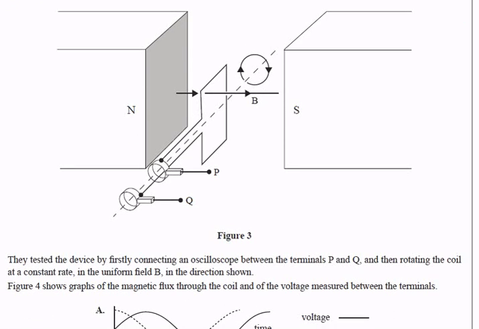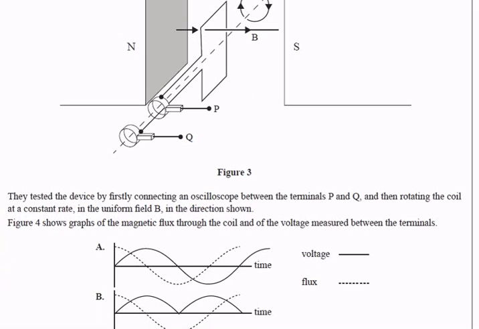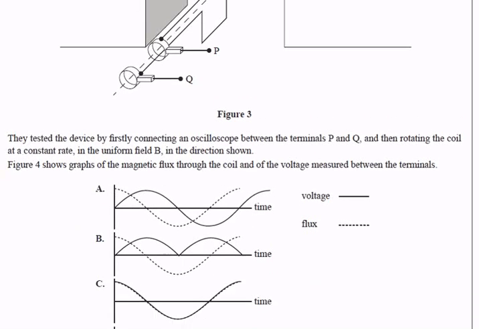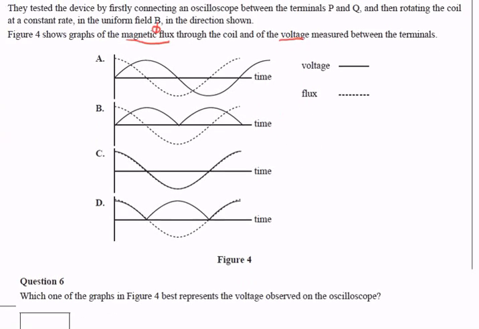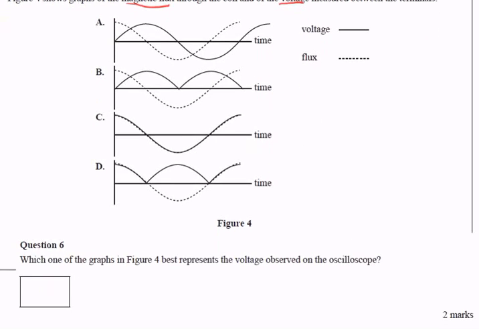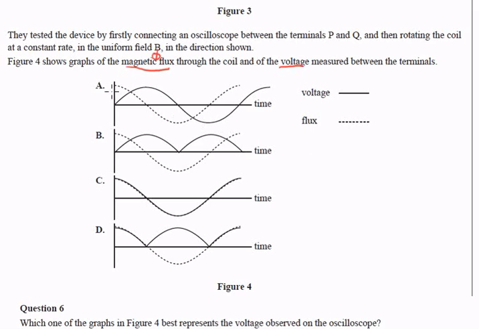The question is, they tested the device by connecting it to an oscilloscope and rotating the coil. This figure 4 shows the graphs of magnetic flux and the voltage for each one. So here's the voltage and here's the flux, and you have to choose the right one. So which one is the correct voltage? Now if you look at all of them, the dotted lines are the same in every case.